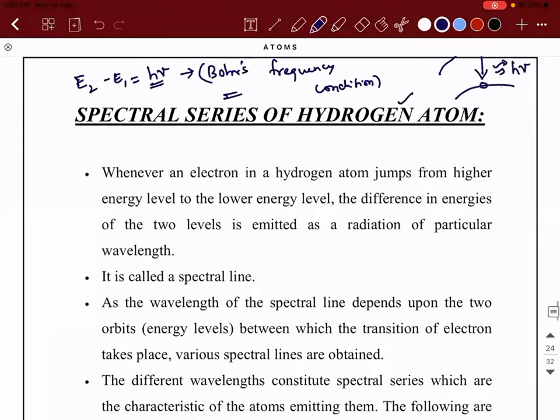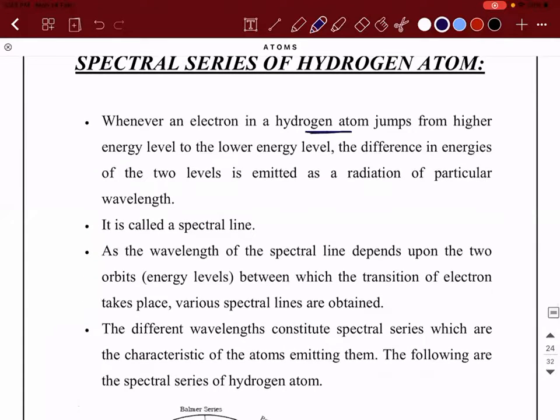Spectral series of hydrogen atoms. So when an electron in a hydrogen atom jumps from a higher energy level to a lower energy level, the difference in the energy of the two levels is emitted as a radiation of a particular wavelength. And that is called a spectral line.